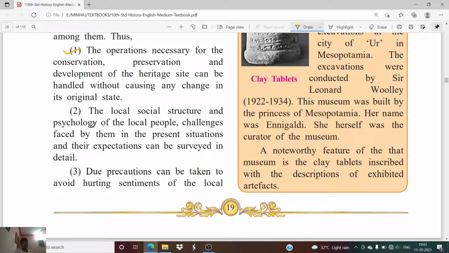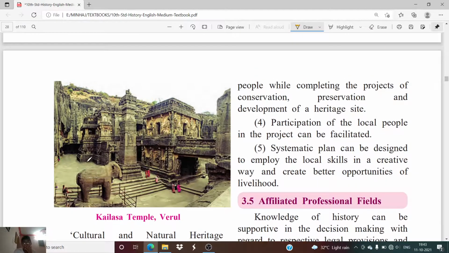The local social structure and psychology of the local people, challenges faced by them in the present situations, and their expectations can be surveyed in detail. Then third, due precautions can be taken to avoid hurting the sentiments of the local people while completing the projects of conservation, preservation, and development of a heritage site.